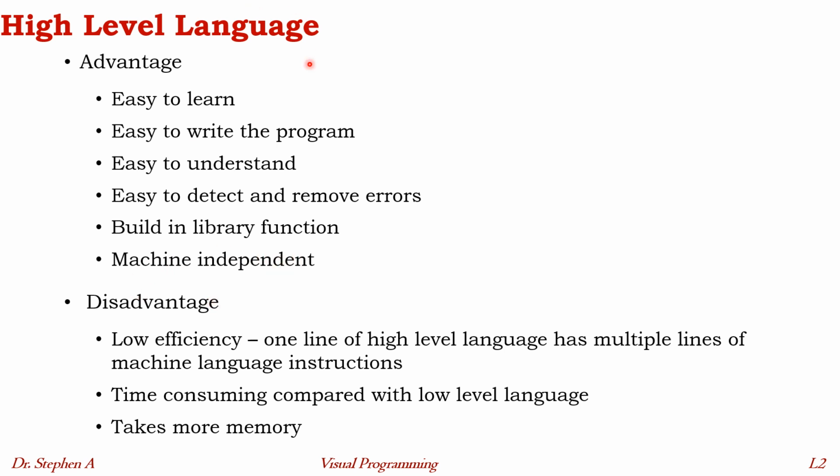Disadvantages of high-level programming language. It has low efficiency compared with low-level language, because one line of high-level language becomes multiple lines of machine language instructions. It is time consuming compared with low-level language; it takes more time to execute the code, and it consumes more memory. So this is the introduction to different types of programming languages.